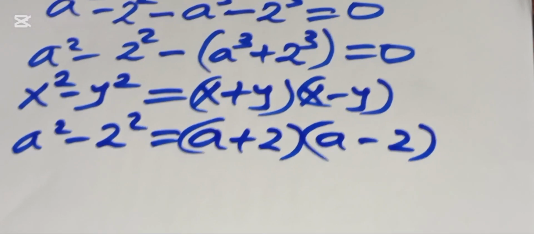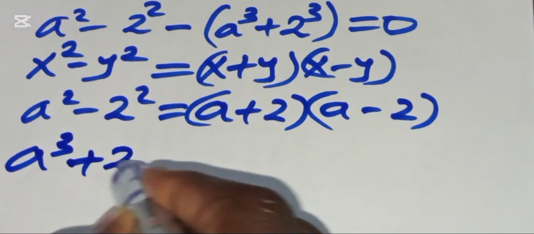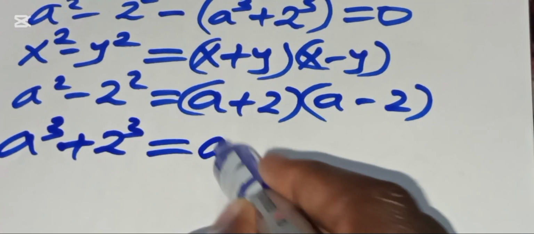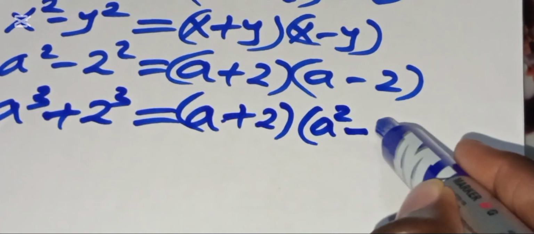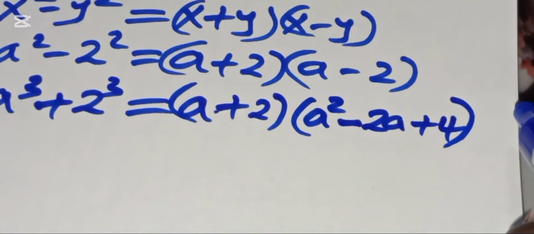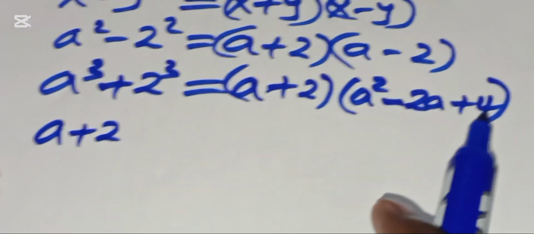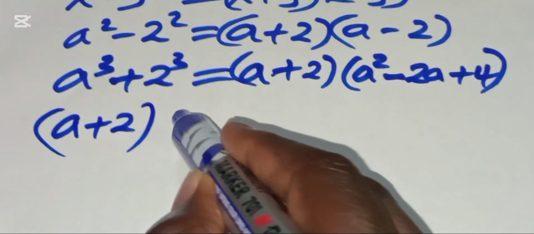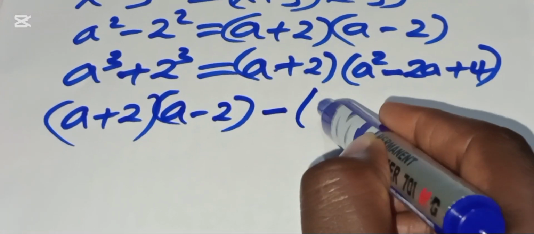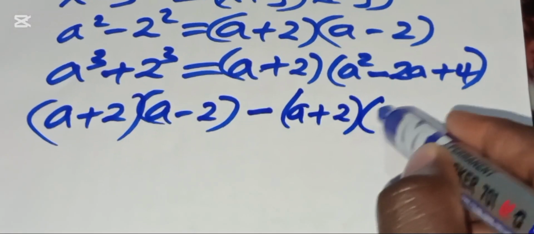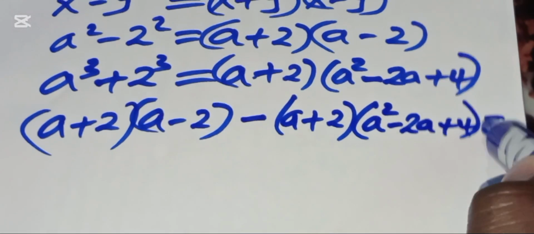Okay, now the second part is actually a cubed plus 2 cubed, which is in the form of a plus 2 times a squared minus 2a plus 4. So now we can combine the first part, which is a plus 2 times a minus 2, subtract a plus 2 times a squared subtract 2a plus 4. This is equal to 0.